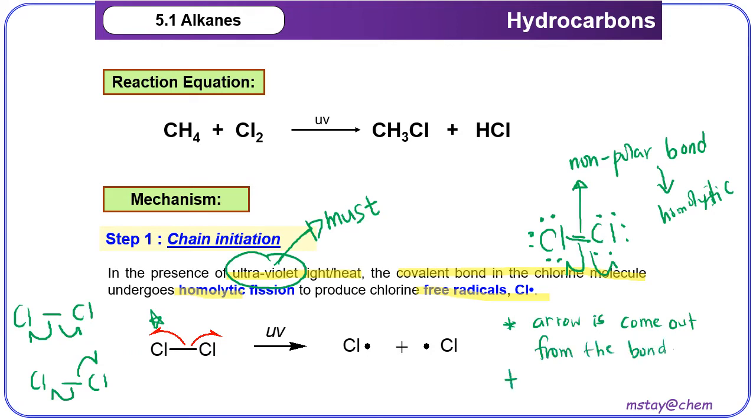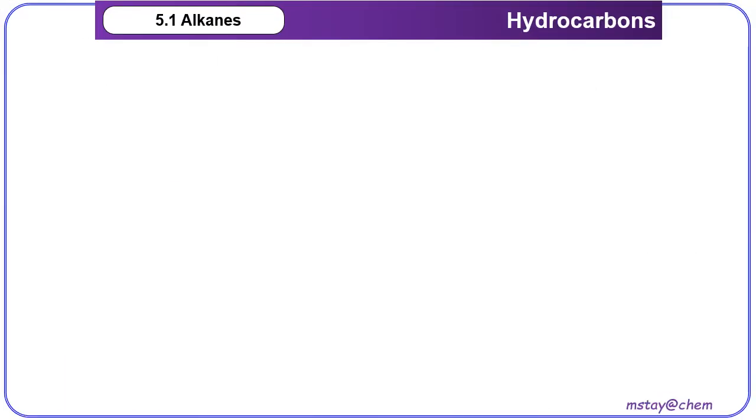Besides that, you also need to make sure the type of bond is correct, which means not the type of bond, but the type of arrow is correct, which is the single-headed arrow. Once the free radical is produced, it will proceed to step 2, the propagation step. A reminder again: for the initiation step to happen, the presence of UV is a must.